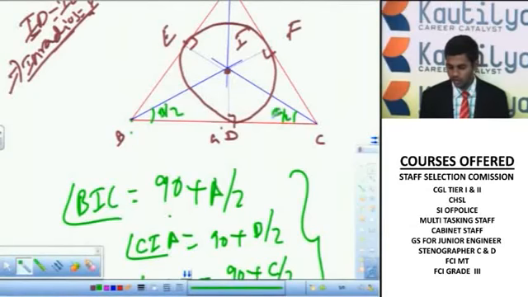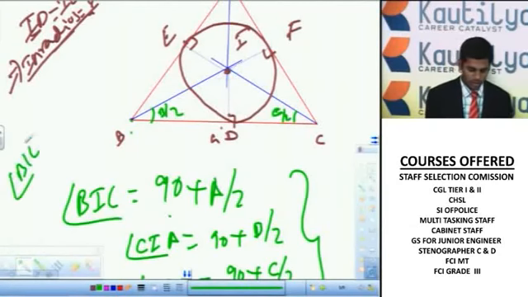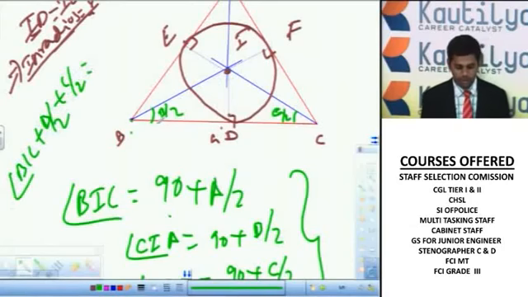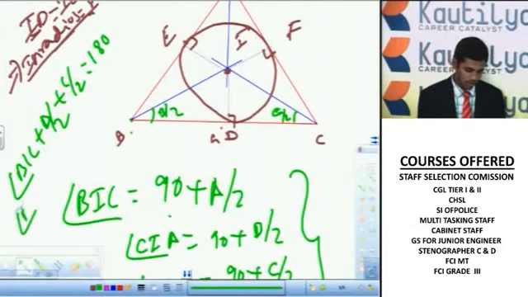Just for your sake I am saying B by 2, C by 2. So this will be some, let us say, angle BIC. So angle BIC plus B by 2 plus C by 2, they form a particular triangle. The sum of these three angles in a triangle will be 180 degrees, right? So angle BIC plus B by 2 plus C by 2 equals 180. This implies angle BIC equals 180 minus (B plus C) by 2.